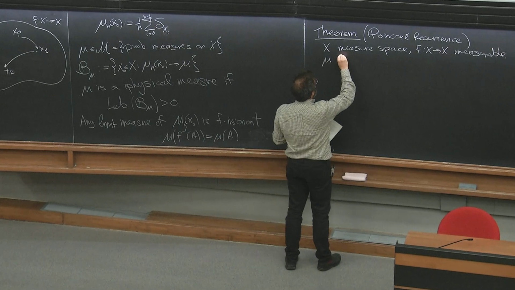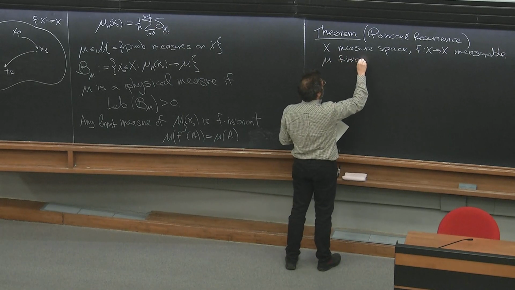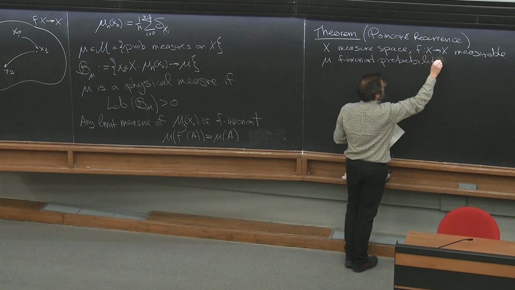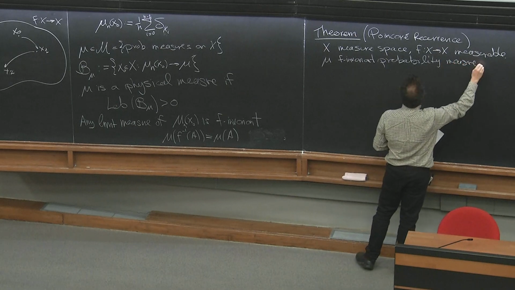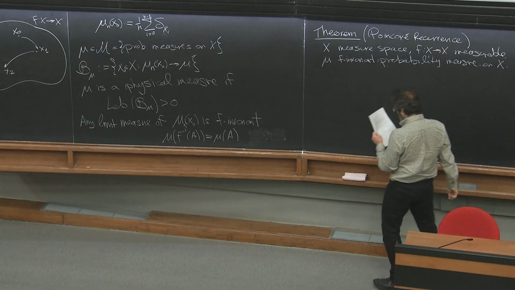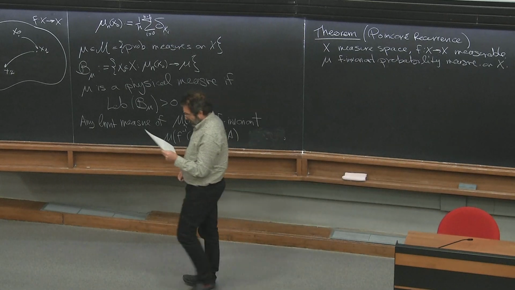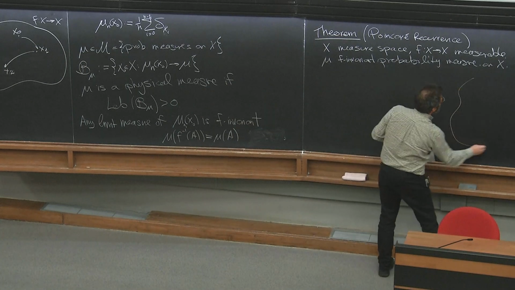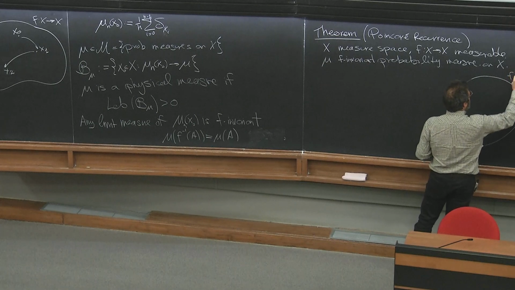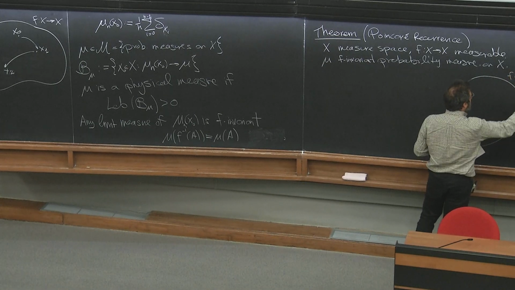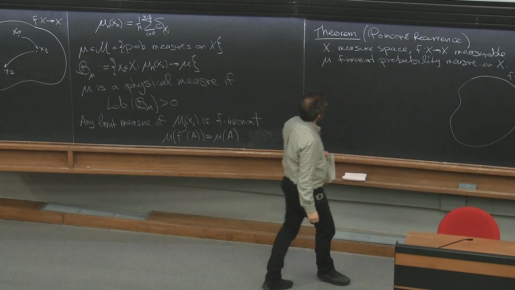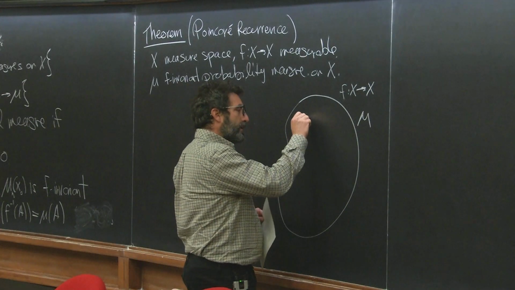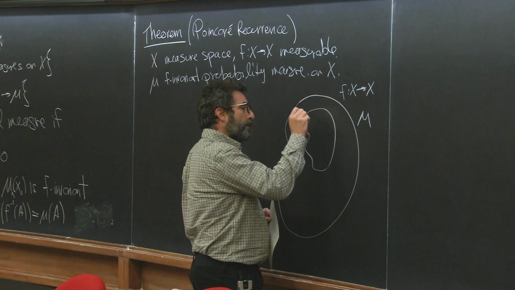Mu is an f-invariant probability measure on X. Okay, so this is the setting, simply that we have our measure space X, and a probability measure that lives somewhere on this measure space. And what this theorem says is really amazing, it's quite a remarkable result.